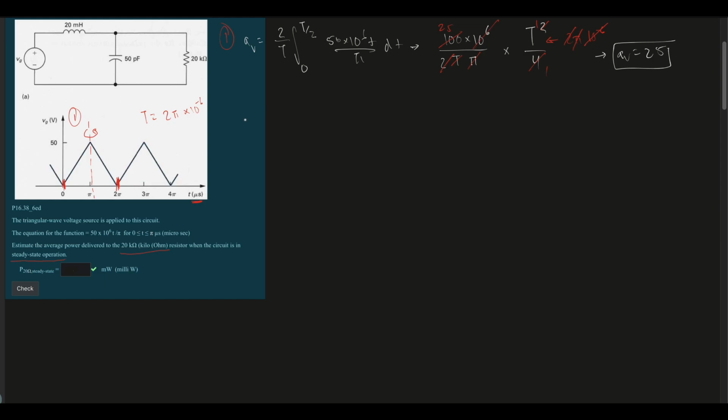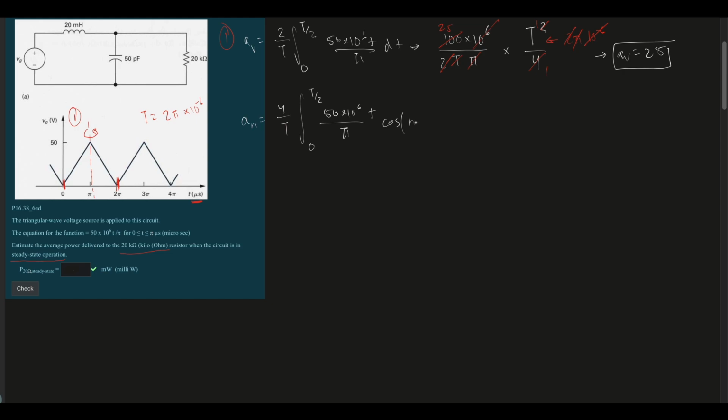Now we need to find our A of n. Our A of n is equal to 4 over T, integrating from 0 to T over 2. We are going to have our function, 50 times 10 to the 6th times t divided by pi, multiplied by the cosine of our n.